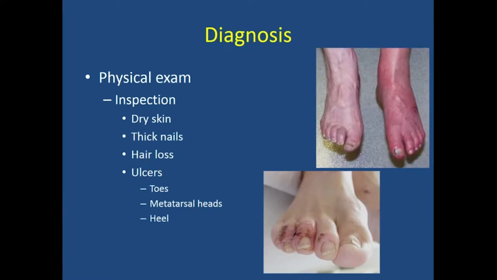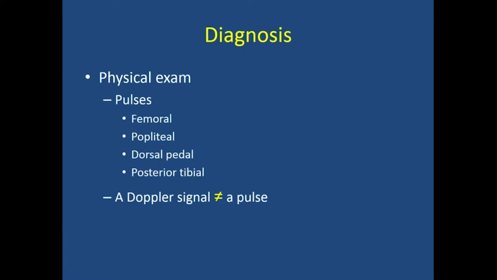What you will see in a patient with poor circulation typically is dry skin and thickened nails. There'll be loss of hair, and if they get ulcers, they're typically over pressure points in the most distal part of the foot, so over the toes, over the metatarsal heads very commonly, and on the heel. Very typical locations to put an ulcer in the patient with significant lower extremity arterial disease. Physical examination involves obviously checking all the pulses, femoral, popliteal, and the pulses in the foot.